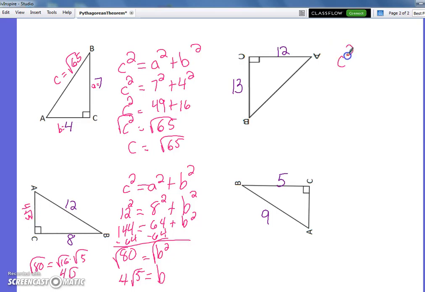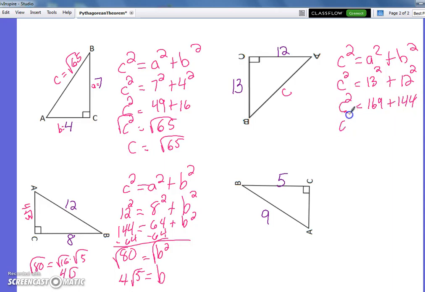Let's try another one. Write the formula, c squared equals a squared plus b squared. The c, again, on this problem, I do not know. Opposite the angle C is side c. a squared would be 13 squared. b squared would be 12 squared. 13 squared is 169. 12 squared is 144. We're going to add those together and get 313. And then I'm going to take the square root of both sides. And again, you're just going to leave it as the square root of 313.